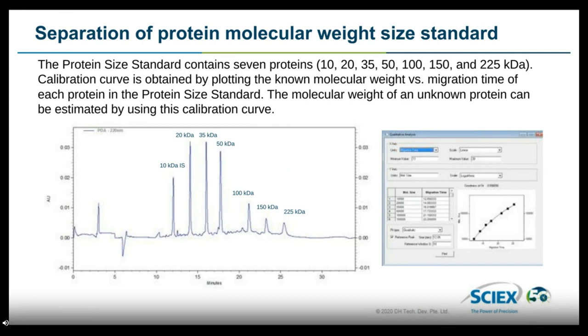So here you see typically a protein molecular weight size standard, which has been run through CE-SDS analysis. And here you can see that the peaks come out in the order of the size. So as the size gets bigger, the peaks elute or migrate later towards the detector and are detected later. And this can be plotted, so you can actually calculate the molecular weights based on the CE-SDS analysis of the proteins.